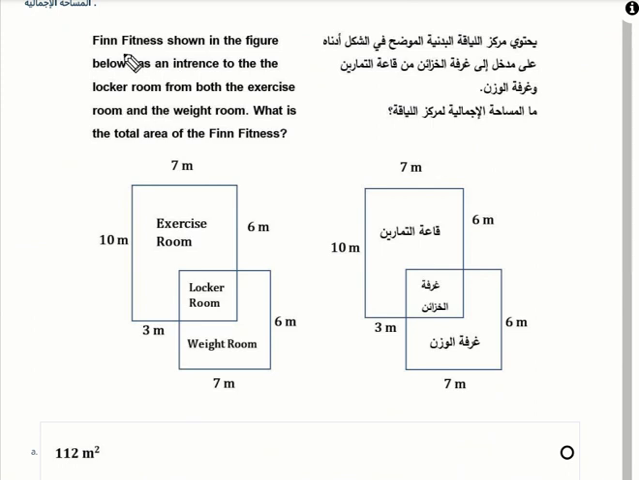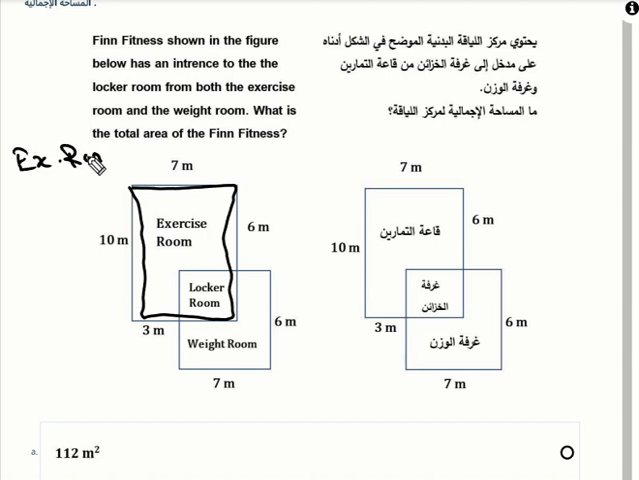Now this is Fin Fitness, shown in the figure below, which has an entrance to the locker room from both the exercise room and the weight room. What is the total area of the Fin Fitness? Now you see, you have to find the area of this complete shape. So what you can do, first you can find the area of this complete rectangle, which means the exercise room.